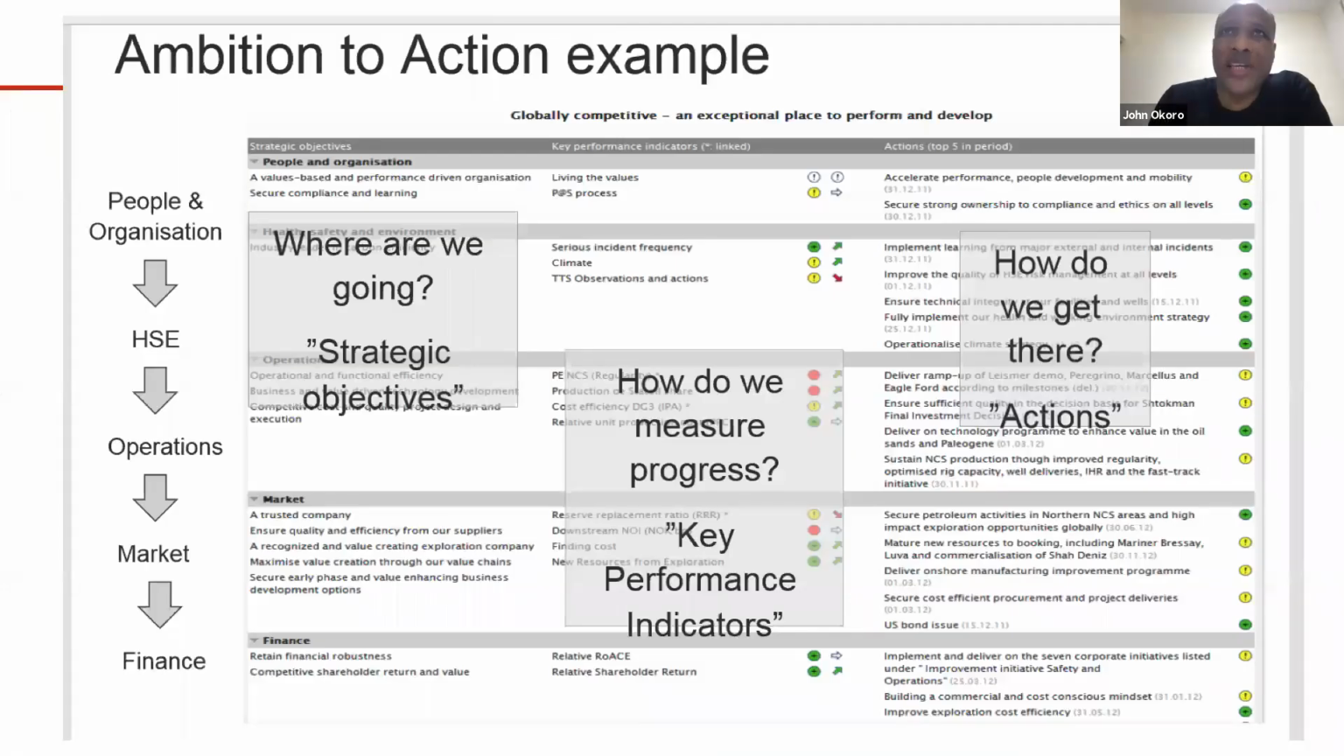And then this is one of, I think, the eight quarters they used to basically talk about where they're going, right? Strategic objectives, how to measure progress and key performance indicators, and then how we're going to get there, which is the details of it, right? So this will take us through those specifics for this particular organization, which is Statoil as well.